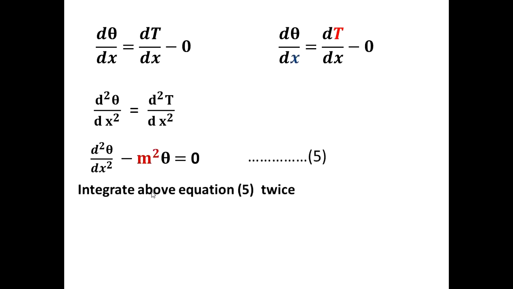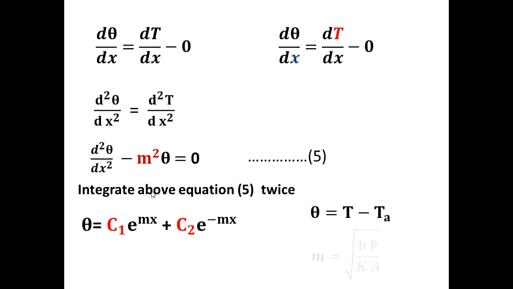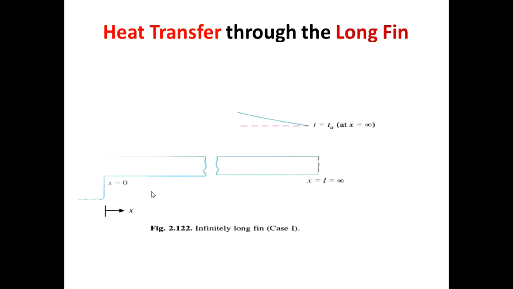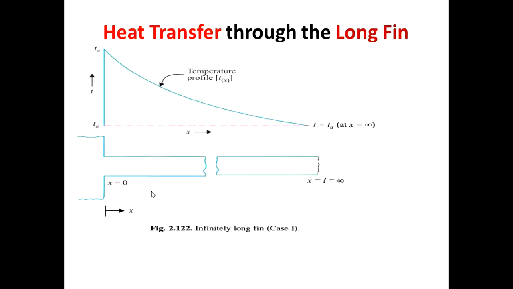The general solution for this, by integrating, is theta equal to c1 e to the power of mx plus c2 e to the power of minus mx. Theta is equal to T minus Ta, where m is equal to square root of hP by kA. This is for heat transfer through the long fin. Long fin means the length of the fin is infinity. Directly note down the equation; the derivations are there in the book, and you can derive the equation.